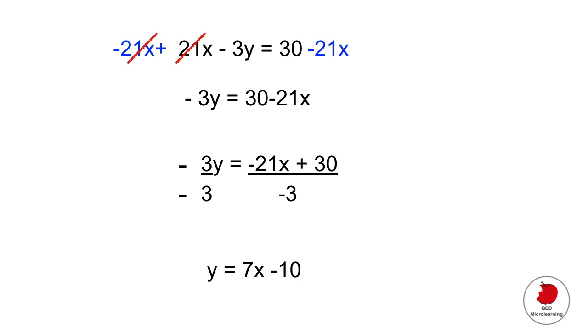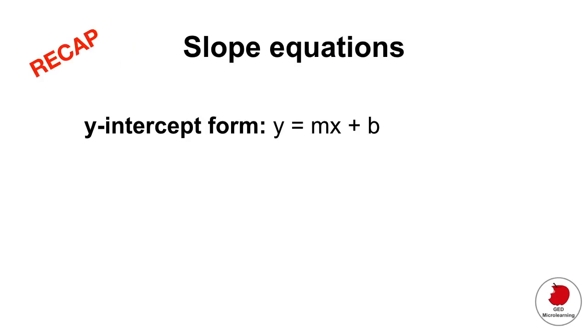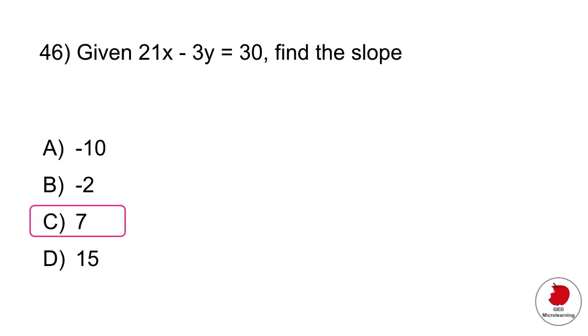The reason I rearranged the terms before is because we wanted to have our equation in this format: y is equal to mx plus b. So that was our answer, and remember that we said that m represents the slope. So the correct answer is 7, option C.